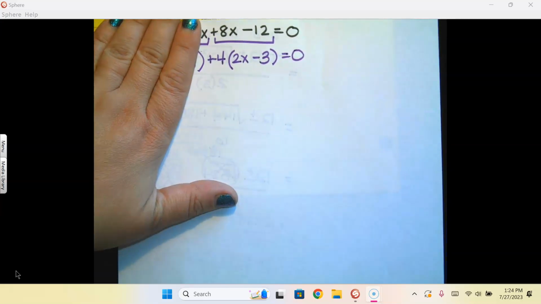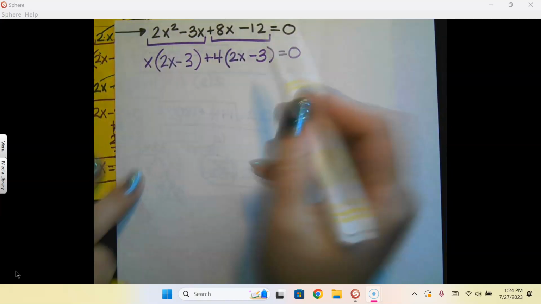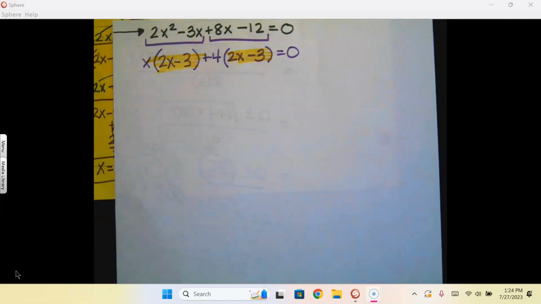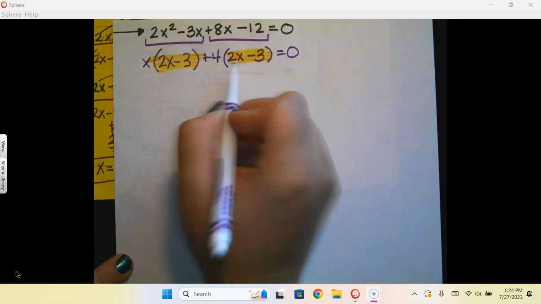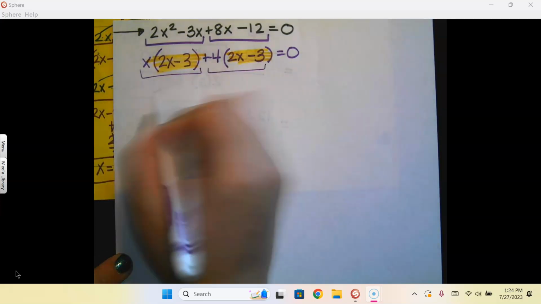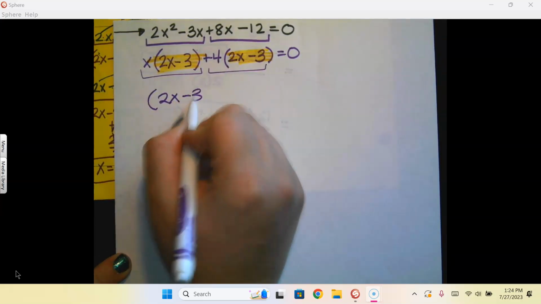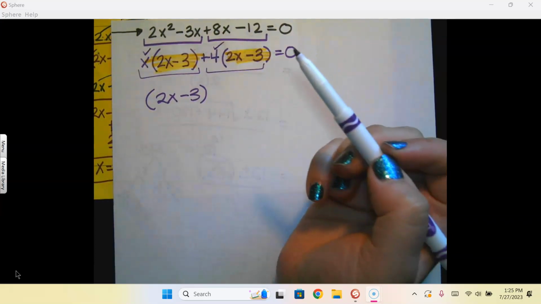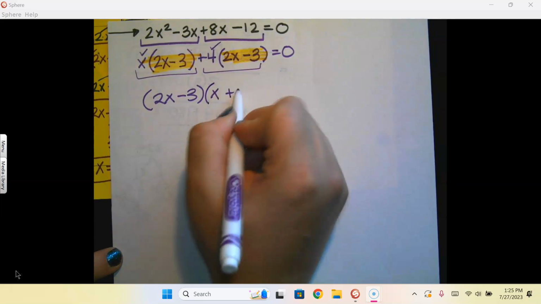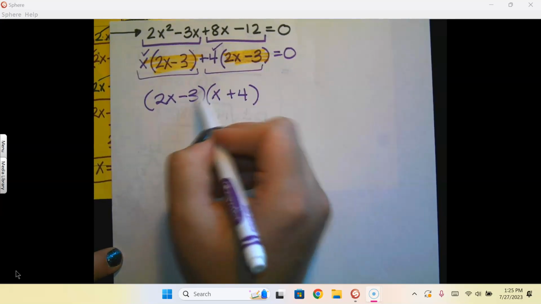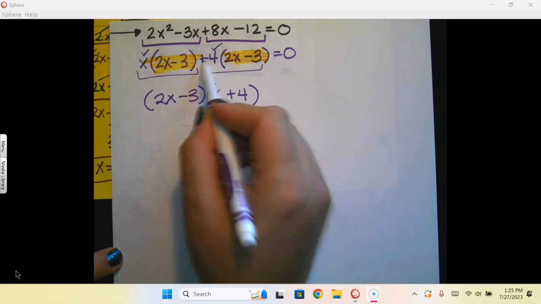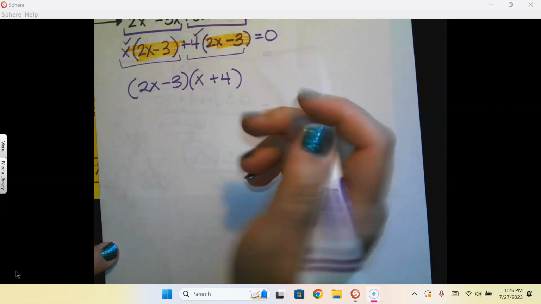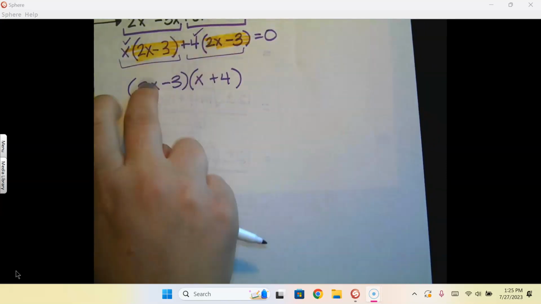Now, if we did this correct, these two should match. So they both have 2x minus 3 in common. So I'm essentially taking the GCF out of this and this, which is 2x minus 3. So that's why I bring down the 2x minus 3. And then I'm going to put the x and the 4 together, because when I put them together in a parenthesis like this, it's saying take the x and distribute it to both of these and take the 4. That's exactly what this whole thing says. That's why you just put these two together and bring down just one of them.